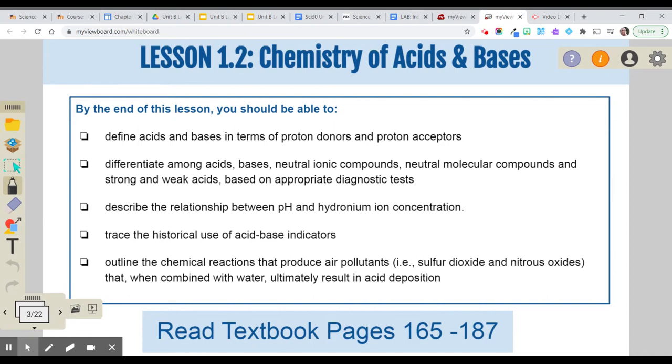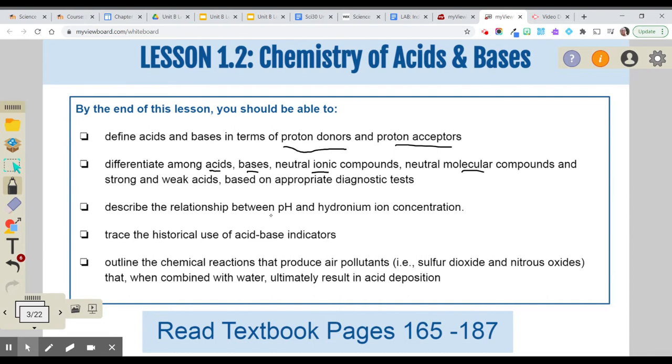So we're going to define acids and bases as either proton donors and proton acceptors. We're going to look and differentiate between acids, bases, neutral ionic compounds, molecular compounds, strong and weak acids, and then look at some diagnostic tests that you can use.